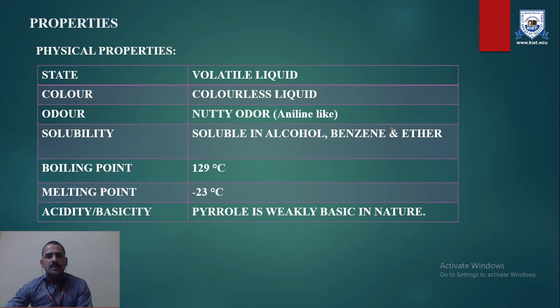Now the physical properties of pyrrole. The state is a volatile liquid. The color of the compound is colorless. The odor is nutty, like aniline. The molecule is soluble in alcohol, benzene and ether, or we can say in organic solvents. The boiling point is 129 degrees centigrade. Melting point is minus 23 degrees centigrade. And for acid and basicity character, pyrrole is weakly basic in nature.